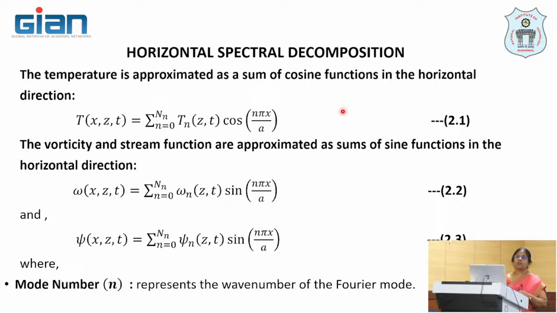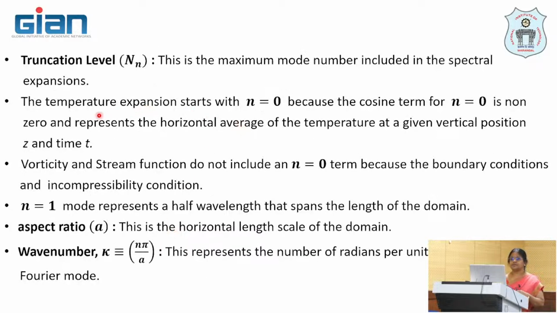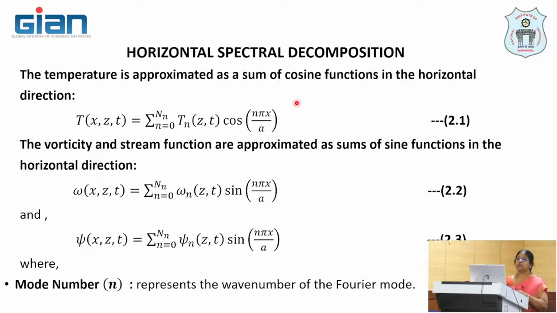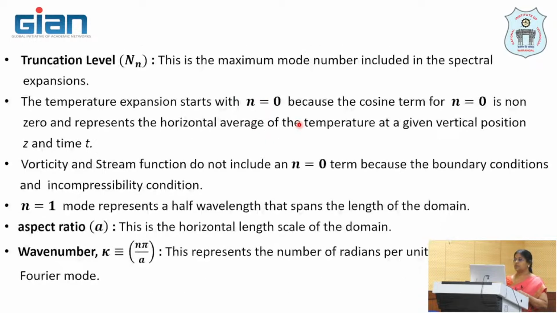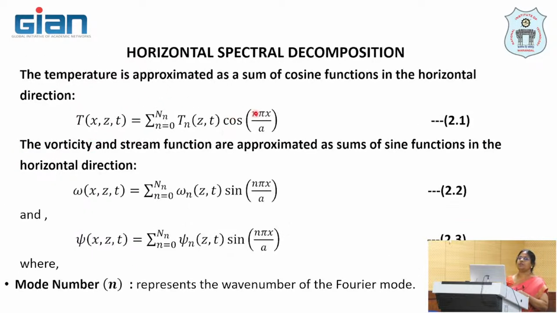Two modes, we call them two modes, three modes, etc. Similarly for the vorticity and stream function. The temperature expansion starts with n equal to 0 because the cosine term for n equal to 0 is non-zero. If I substitute n equal to 0 here, cos 0 is 1, and that is what is written here; it represents the horizontal average of the temperature at the given vertical position z and time t. Only we have here the variable, if n equal to 0, temperature is a function of z and t only.